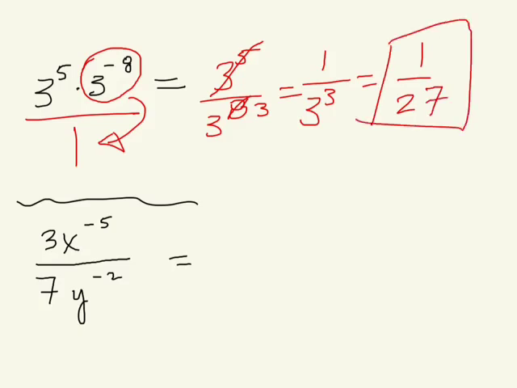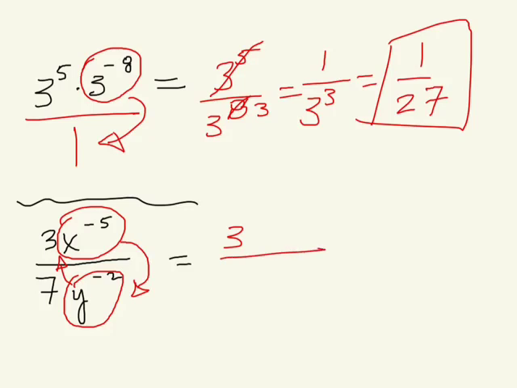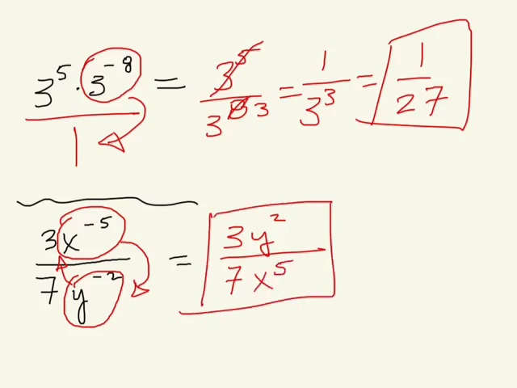All right, so now down here, let's take a look at this. This is a nice fraction. It's set up. This is a negative exponent. It's going to come down. This is also a negative exponent. It's going to go up top. So up top, you got 3. You got a y squared. Down below, you have a 7, and you have an x to the 5th. And really, there's no cancellation that goes on in that one, so you're good to go.